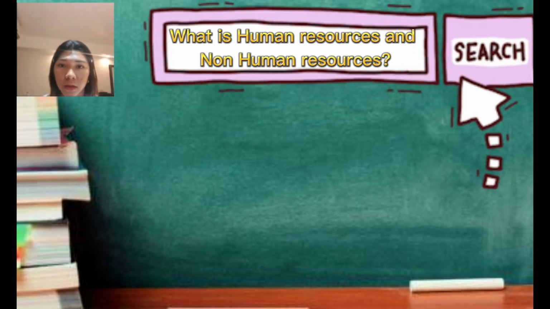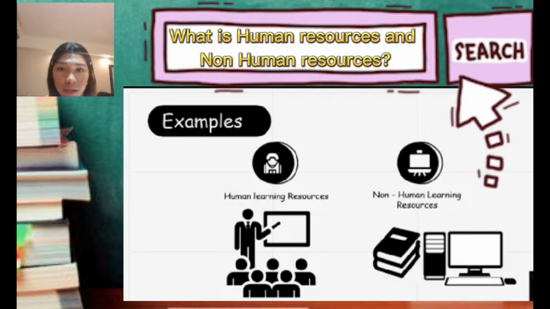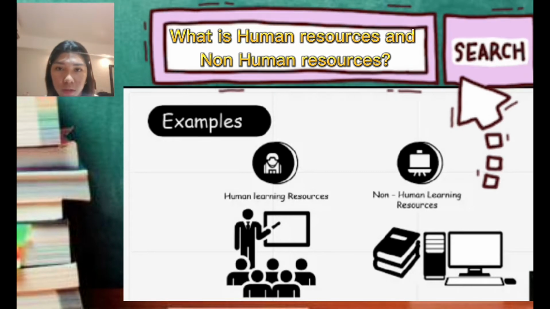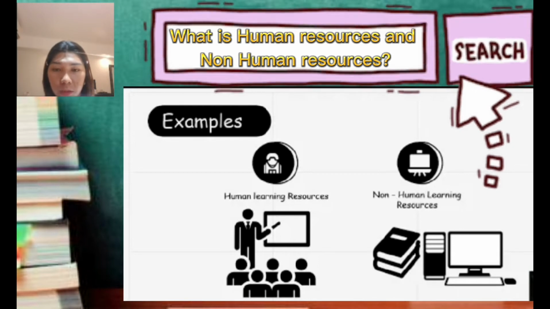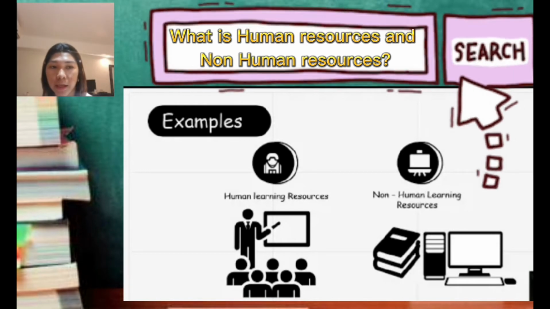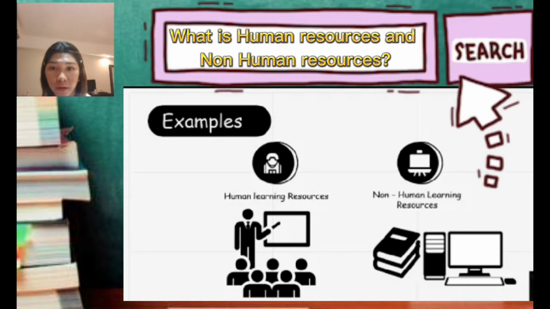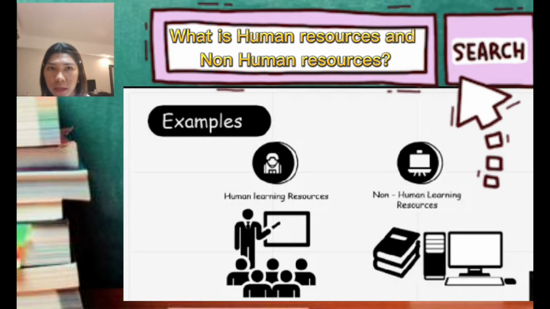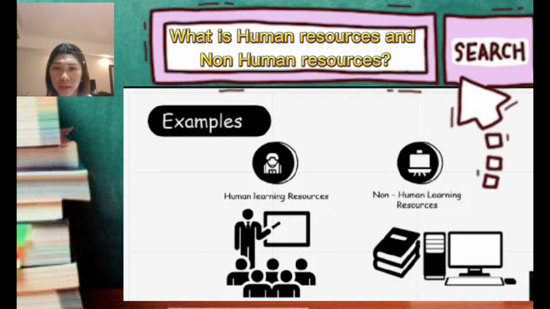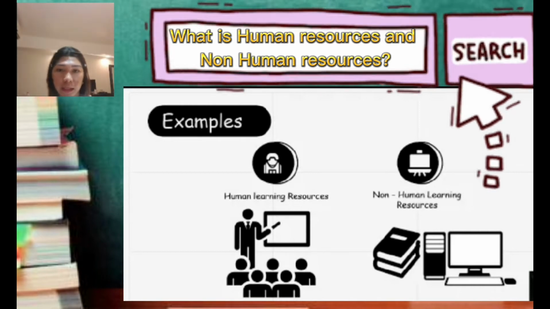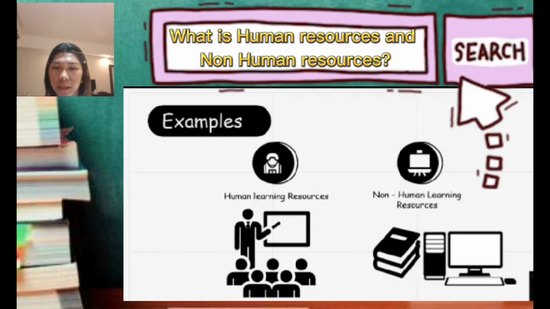So, okay. What are human resources and non-human resources? As you can see on the screen, you can identify right away what the difference is between human learning resources and non-human resources. As you can see in the picture, in human learning resources, an instructor here is just teaching his or her students through actual teaching without using materials. It is his or her knowledge, the instructor itself, is the only source of knowledge that he or she teaches to the students. Only his or her ability to teach, he or she is capable of that thing.